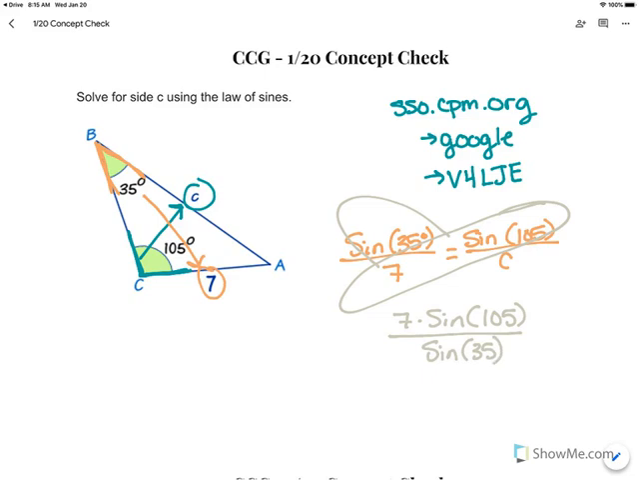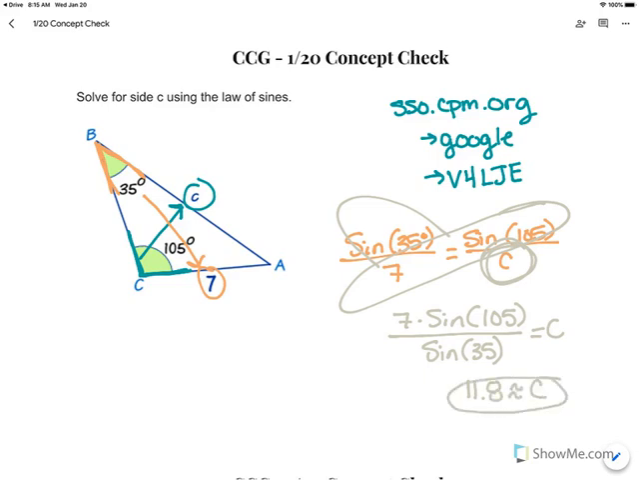I'm also going to type this in my calculator, so if you didn't get that, type it in as well. So 7 times the sine of 105 divided by the sine of 35. And this equals c, right? This is the only one left, so it equals c. We don't have to solve for anything after this, so it's 11.8 approximately is c.